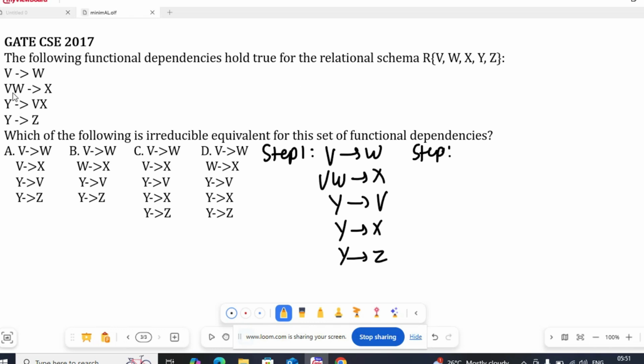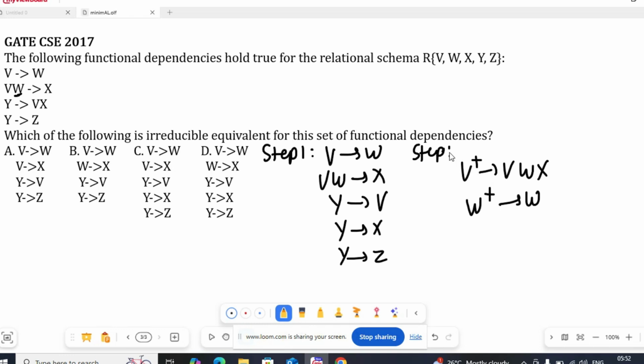On the left hand side, where we have more than one attribute, here we have VW. If we find the closure of V, we will get V itself as per reflexivity. From V, we can get W, and if we have VW, we can get X also. So if we find the closure of V, we can get W, right? Similarly, if we find the closure of W, we will get only W. We will not get V or any other attribute. So from the closure of V, we can get W, so there is no need of this W. If I remove this W, it will work.